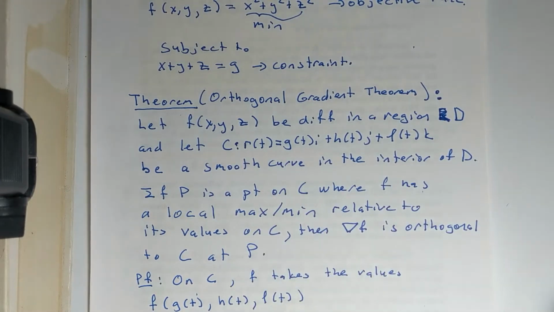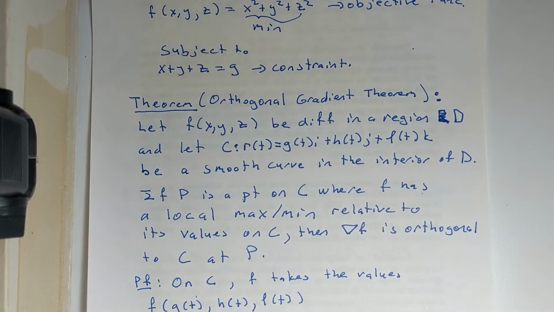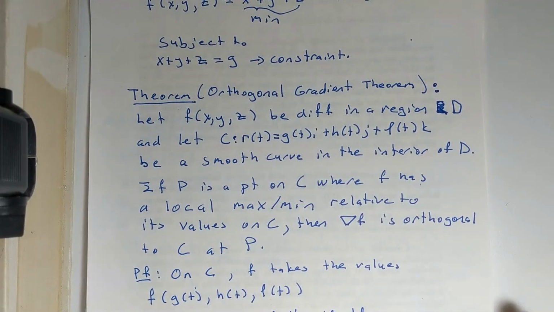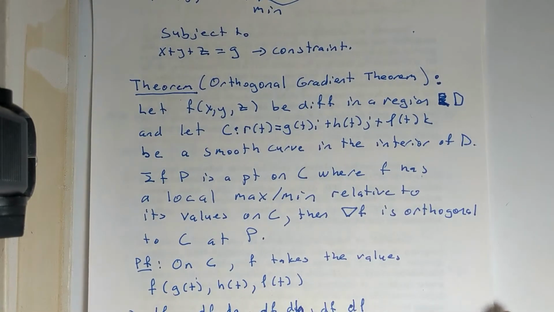And let's say this curve is in the interior of this domain. It's inside the domain and it's a smooth curve. It's got continuous derivatives. None of them are zero at the same time. It's a nice curve, okay? So we got a nice function. We got a nice curve.